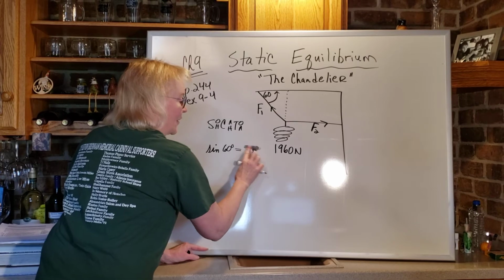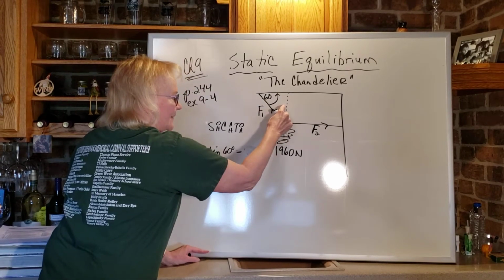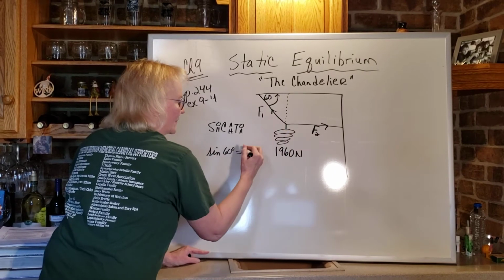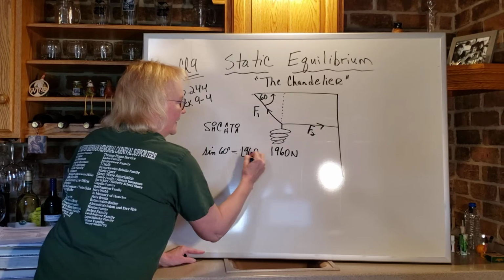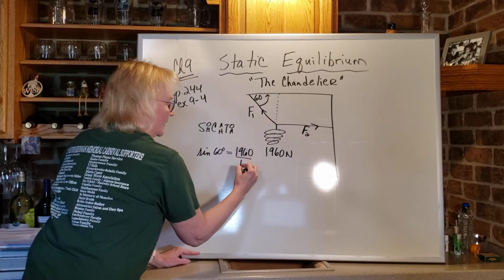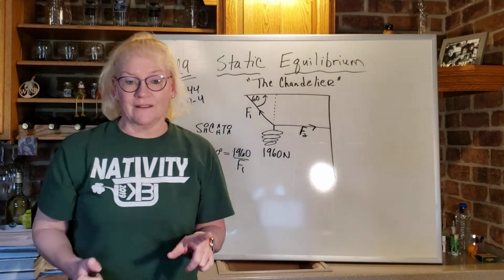Oh, no, that's actually what we know. We do know this force. What is it? Well, it's 1960 newtons. It's the weight of this chandelier. What we don't know is the hypotenuse, and the hypotenuse is F1. Okay, so get your calculator out.